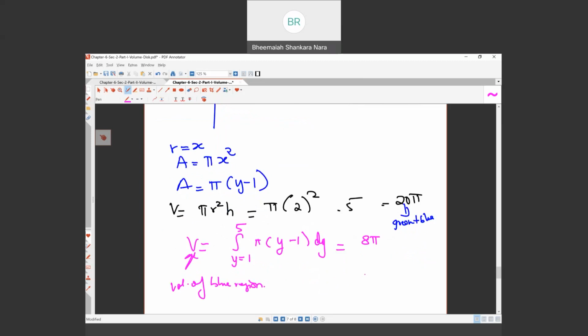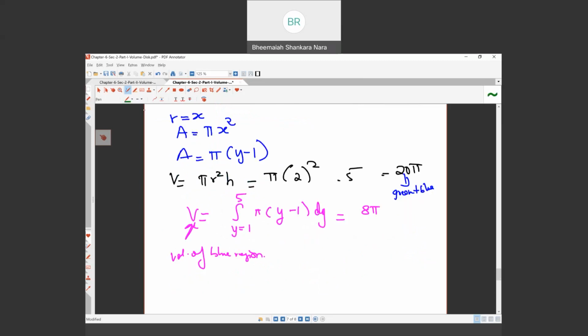Now finally you can write the answer. You want the volume of the green region, green shaded region. So you can write the final answer. 20 pi, the green plus blue, minus the blue, which is 8 pi. This will give you 12 pi, which will be the volume of the green part.